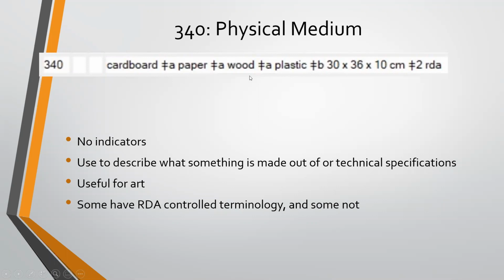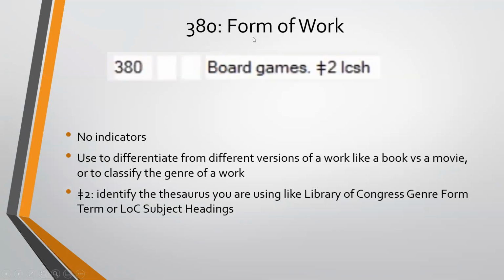Some of this is RDA controlled terminology, some of it is not. Again, you would check the RDA registry for that. 380 form of work, no indicators. This is used to differentiate different works. So a book versus a movie is one example.